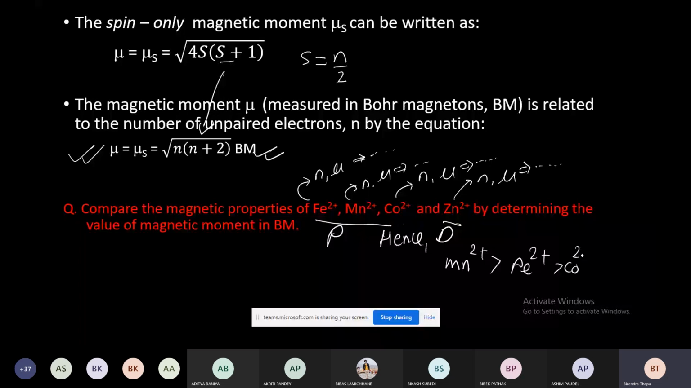As the number of unpaired electrons increases, paramagnetic character also increases. So Mn2+ consists of a greater number of unpaired electrons, so it is highly paramagnetic, then Fe2+, then Co2+, while Zn2+ is diamagnetic.